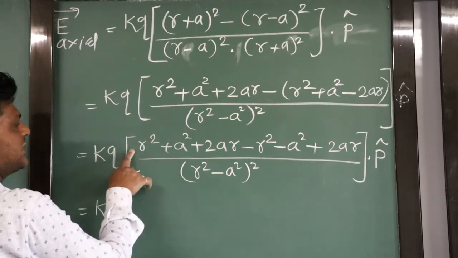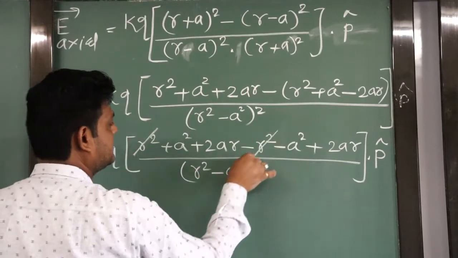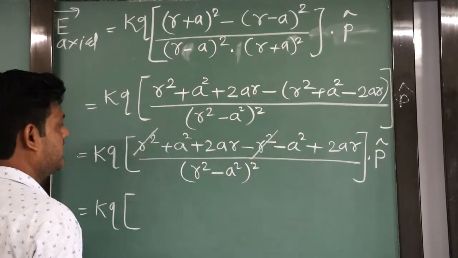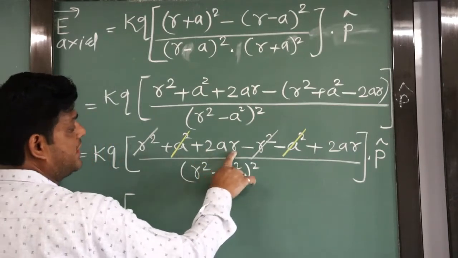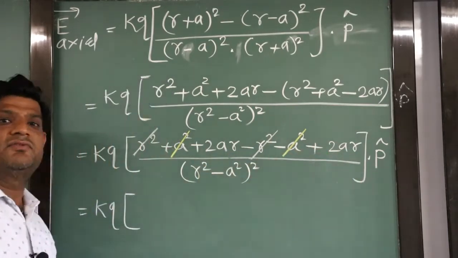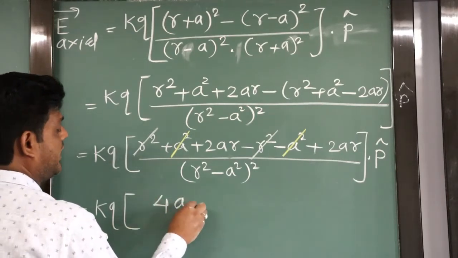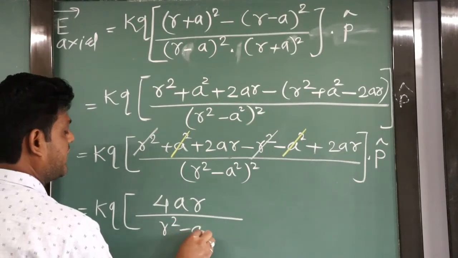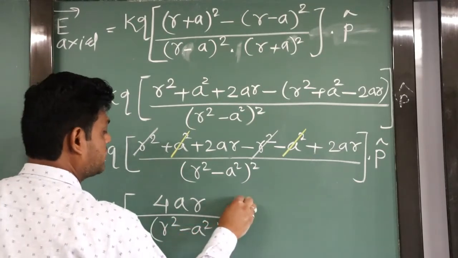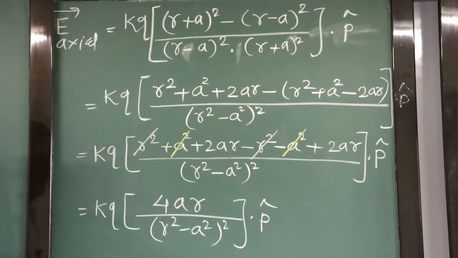See, this is plus r square, this is minus r square, get cancel. So this gets cancelled, this gets cancelled, right? A square gets cancelled, 2ar plus 2ar, it becomes 4ar. So we will write over here 4ar divided by r square minus a square bracket square, p cap remains as it is, correct?